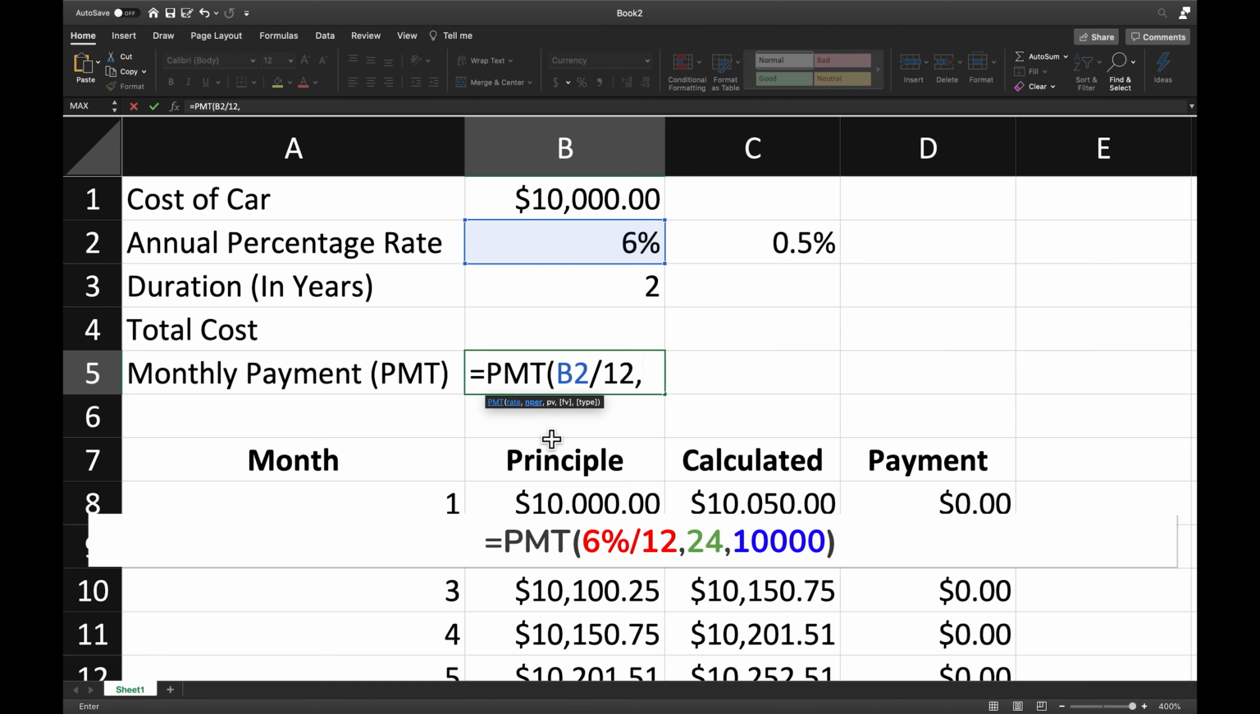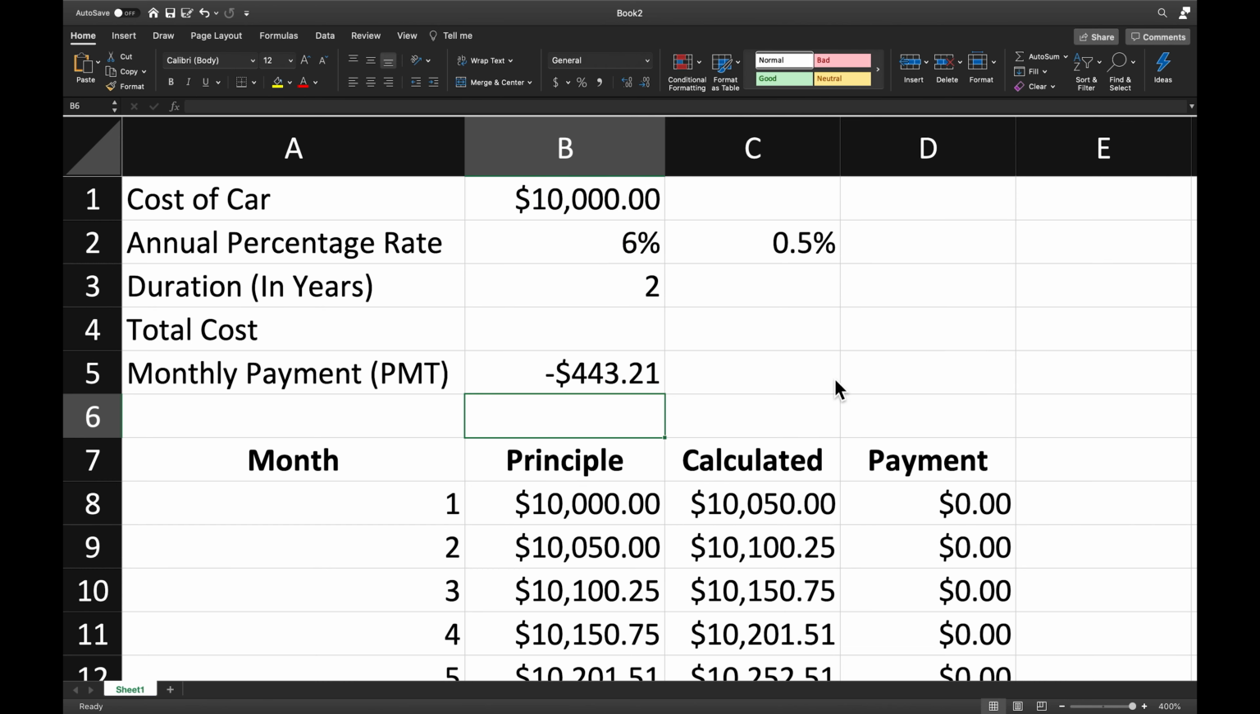The next part, NPER, means number of payments. Again, reference the 2 years and times 12. The next part, PV, or present value, is the loan amount. Let's just reference this 10,000. 443.21.